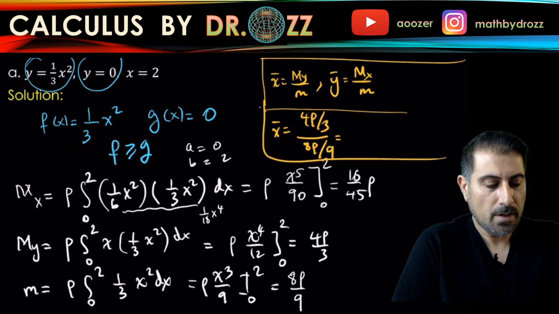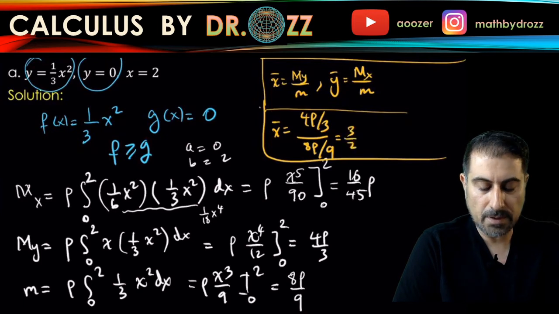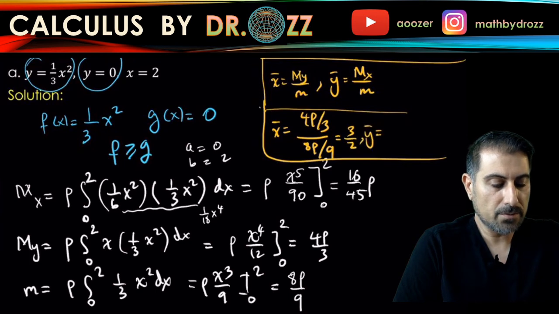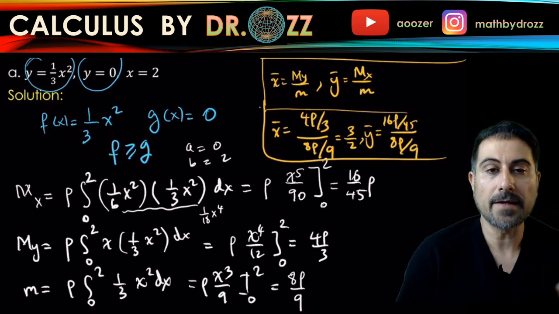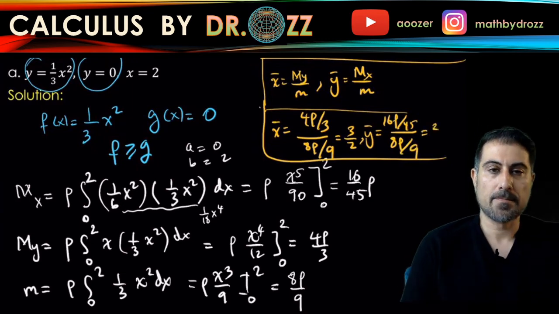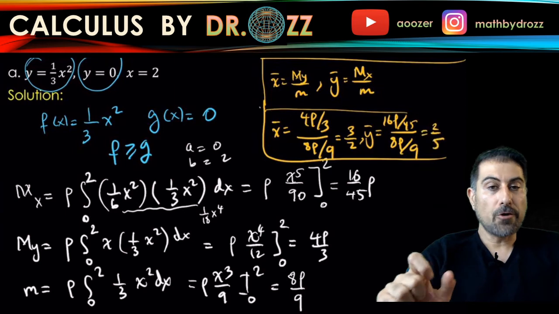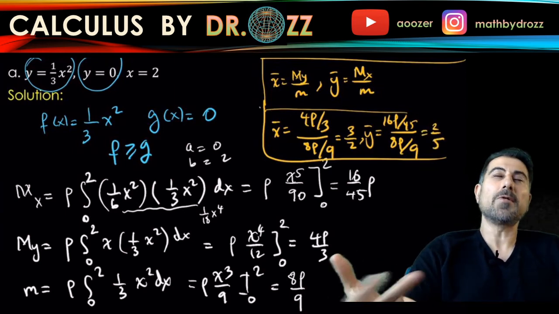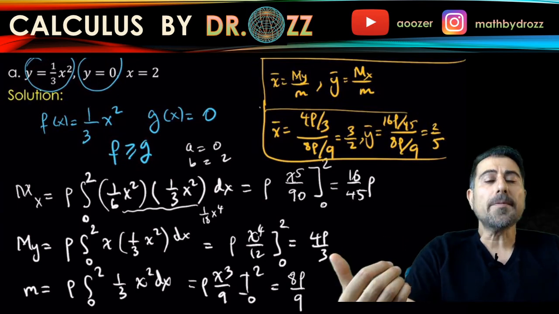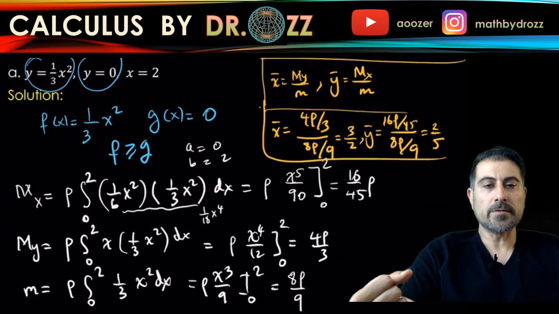And y bar is going to be m sub x. So 16 rho over 45 divided by 8 rho over 9. If you simplify that, and if you cancel out the rhos, you have 2 over 5. So as you see, rhos always cancel out when you write down x bar and y bar. So x bar and y bar, in other words, are independent of the density of the planar lamina.